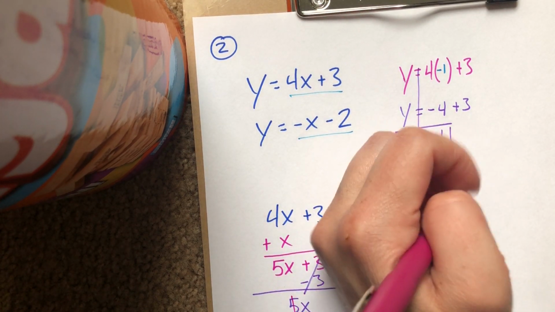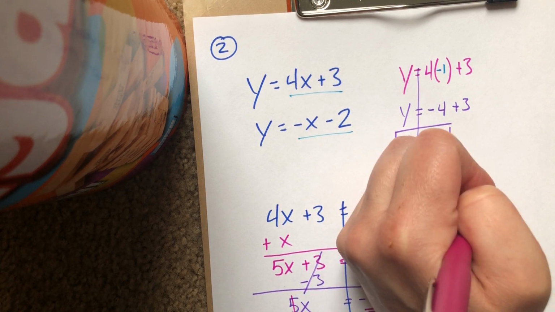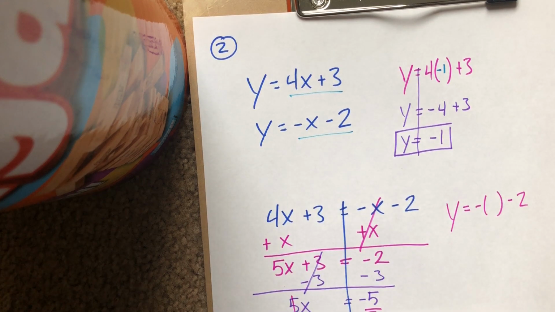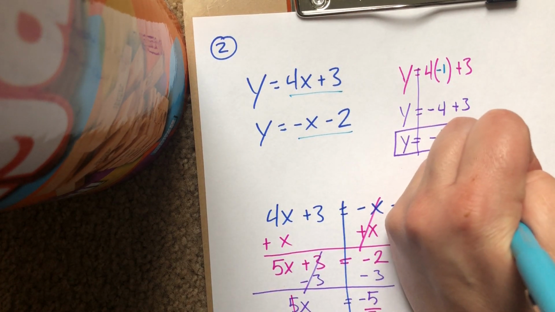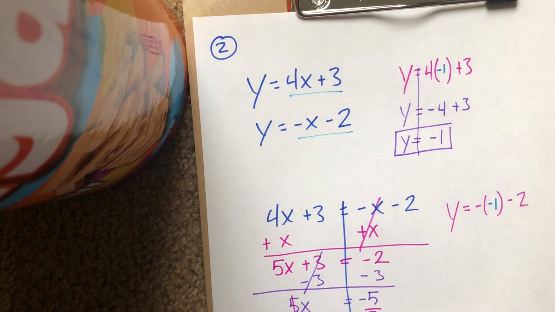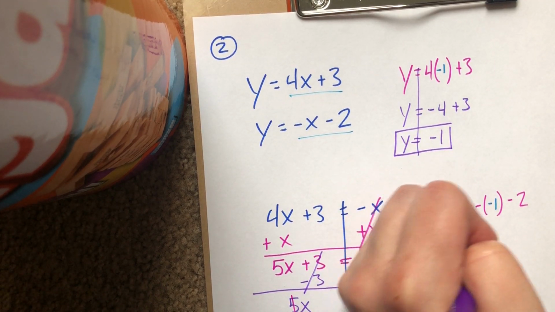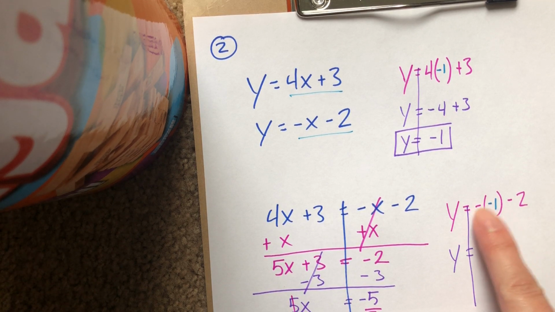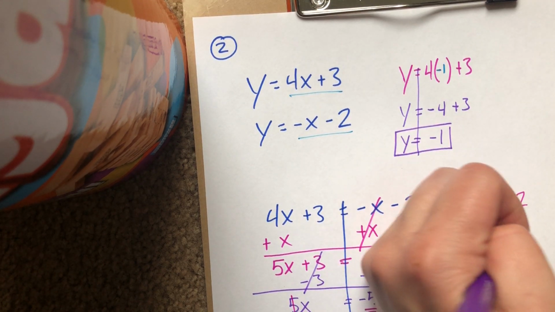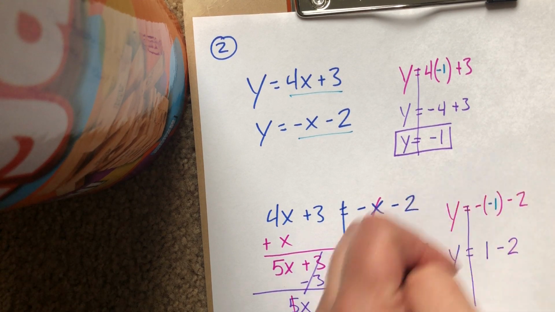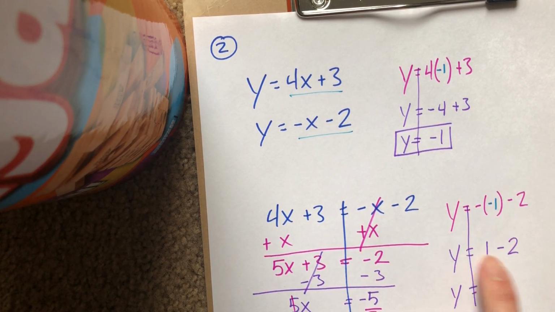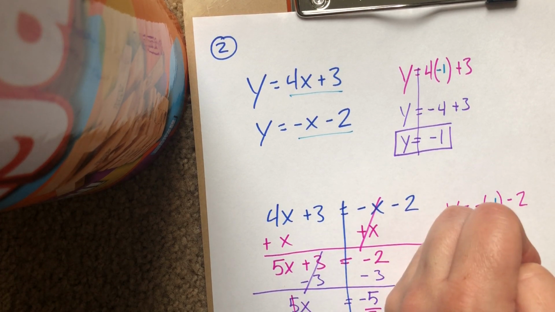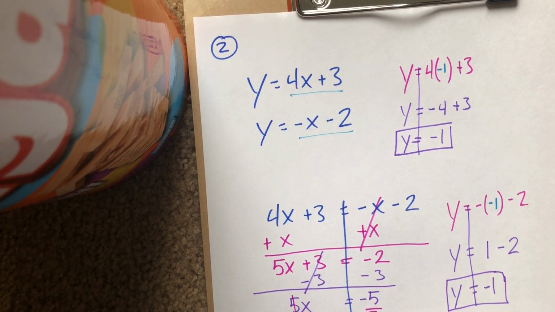I can do the same thing here. I can plug in negative 1 for x. Y equals negative, leave a space for the x, minus 2. And I can plug in negative 1 here and just simplify until I get one number. So I have y equals negative times a negative. We haven't seen this in a while, but negative times a negative is going to be a positive. So positive 1 minus 2. Y equals 1 minus 2 is negative 1. So again, whatever is easier for you, you can do both. Just check yourself, but you need the answer for y.